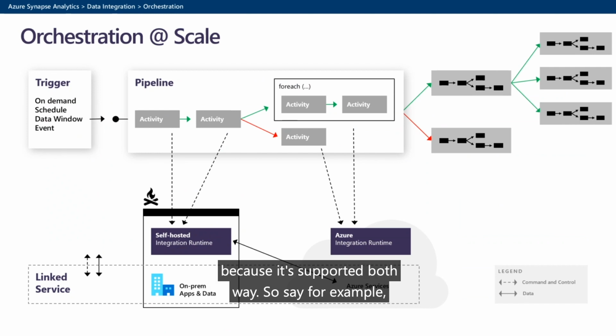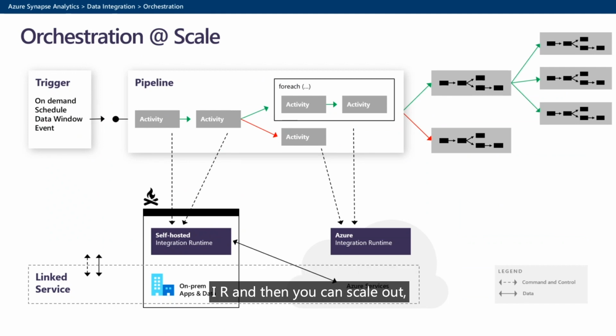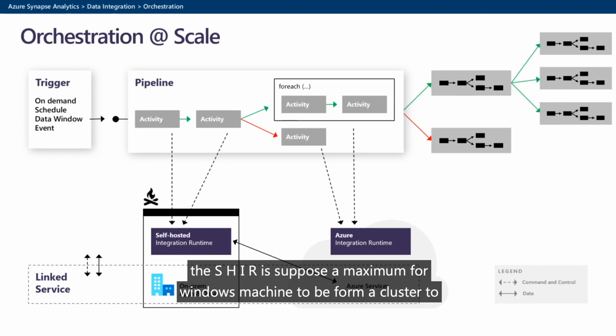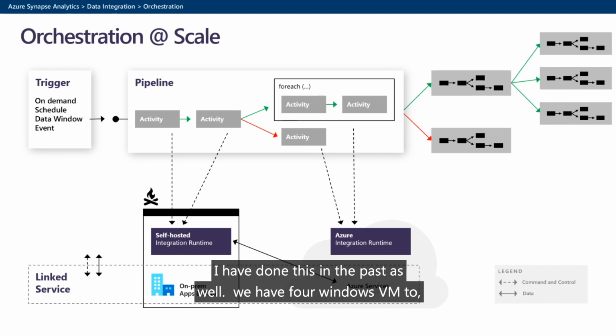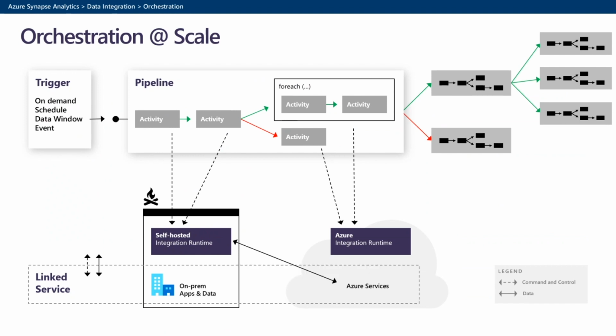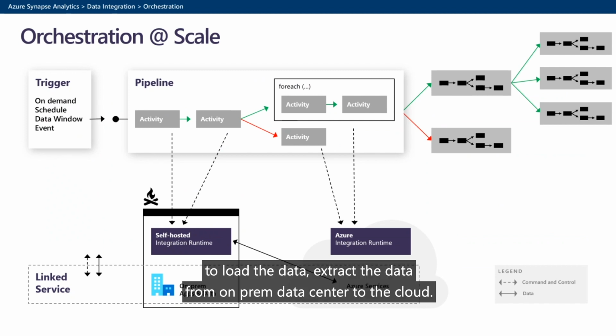So for example, if you define a VM which is too small, and you find the bottleneck is in your own self-hosted IR, then you can scale out the SHIR. It supports a maximum of 4 Windows machines to form a cluster to perform your data loading, which I have done in the past as well. We had 4 big Windows VMs to transform a lot of data, extracting the data from the on-prem data center to the cloud.